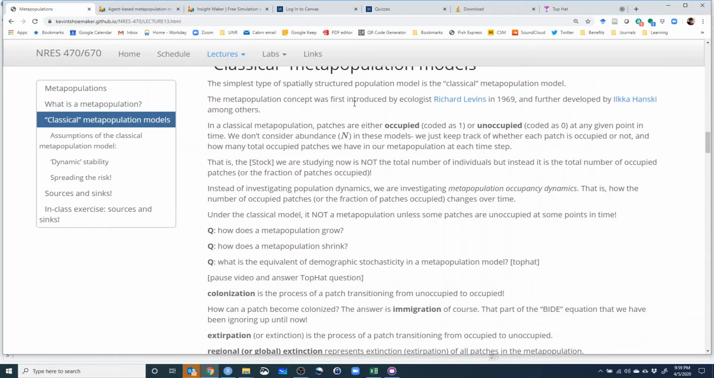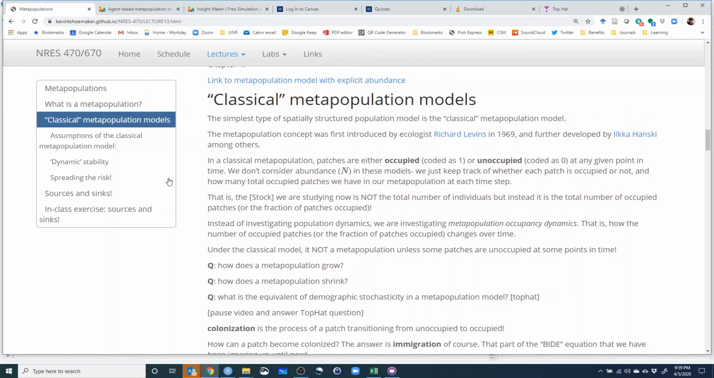All right, now the simplest type of metapopulation model is the classical metapopulation model. This is what Gatelli talks about in chapter 4, and this concept was first introduced by a famous ecologist, Richard Levins, in 1969, and was further developed more recently by Ilkka Hanski and others, often with butterfly model systems, but using many other real-world systems.